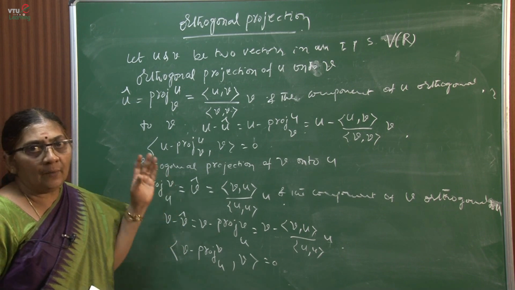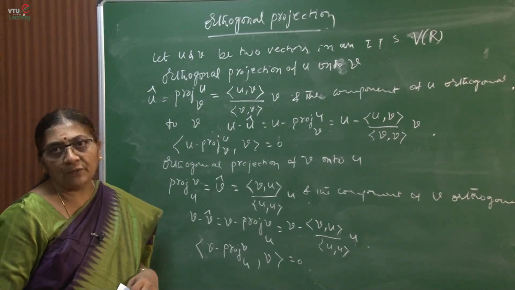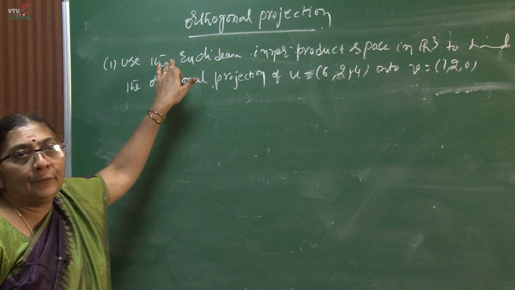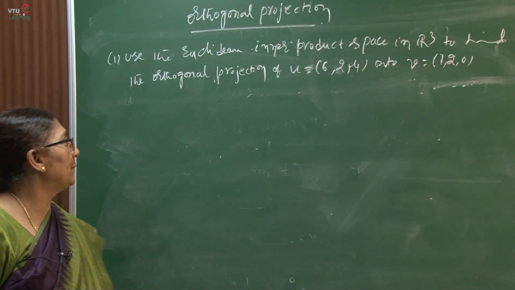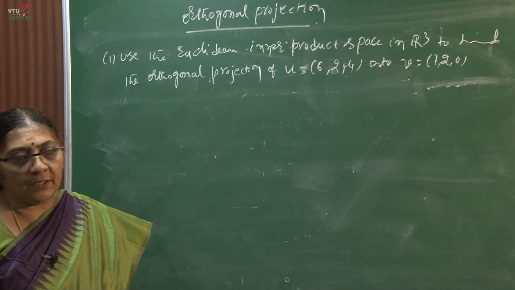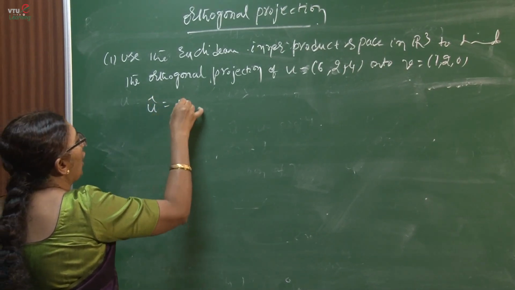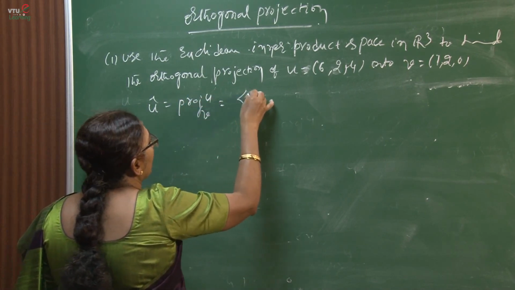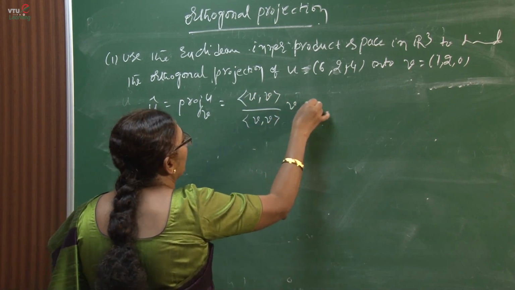In the next class, I am going to solve one problem based on that, how to find the projection value. Use Euclidean inner product space. Euclidean inner product space means the inner product space is defined on the set of real numbers. Then to find the orthogonal projection of u onto v, u cap is nothing but proj of u with respect to v. What is the formula? Inner product of u comma v divided by inner product of v comma v, into v.